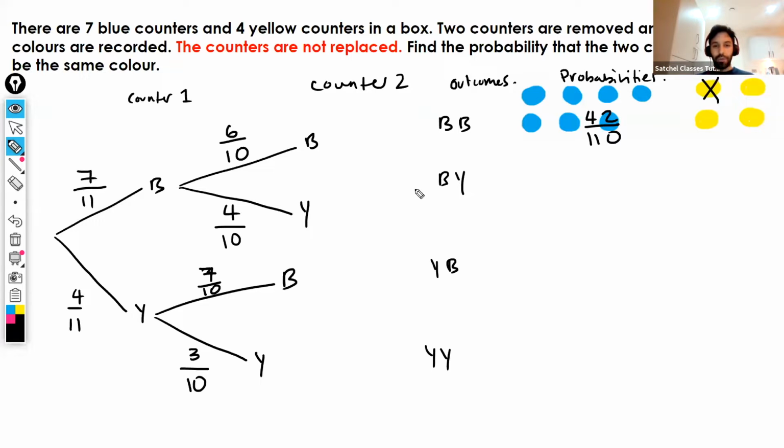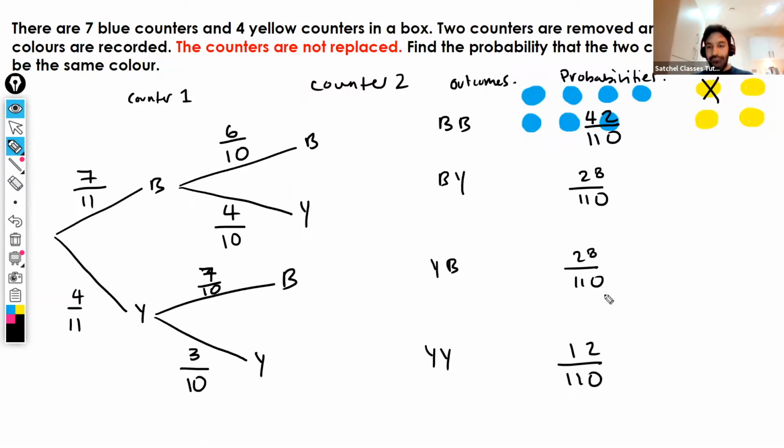And then we can have blue, yellow. So that's going to be 7 over 11 multiplied by 4 over 10. So that's 28 over 110. And then we can have yellow, blue. That's going to be 28 over 110 again. And then we can have yellow, yellow, which is going to be 12 over 110.